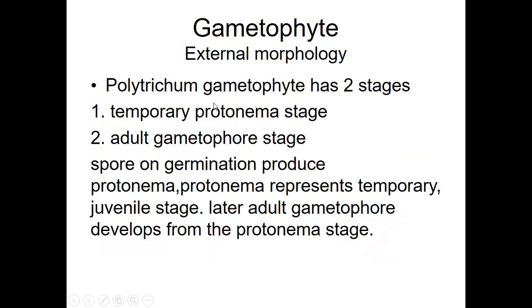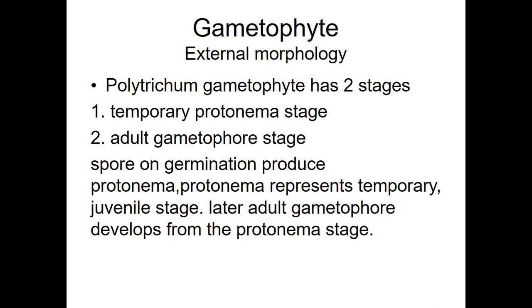Polytrichum is just like the other bryophytes. Here also we can see two generations. The first generation is gametophyte and the second is the sporophytic generation. Within the gametophyte also, we come across two stages in the life cycle. One is the temporary protonema stage, and the second is the adult gametophore or the gametophyte stage.